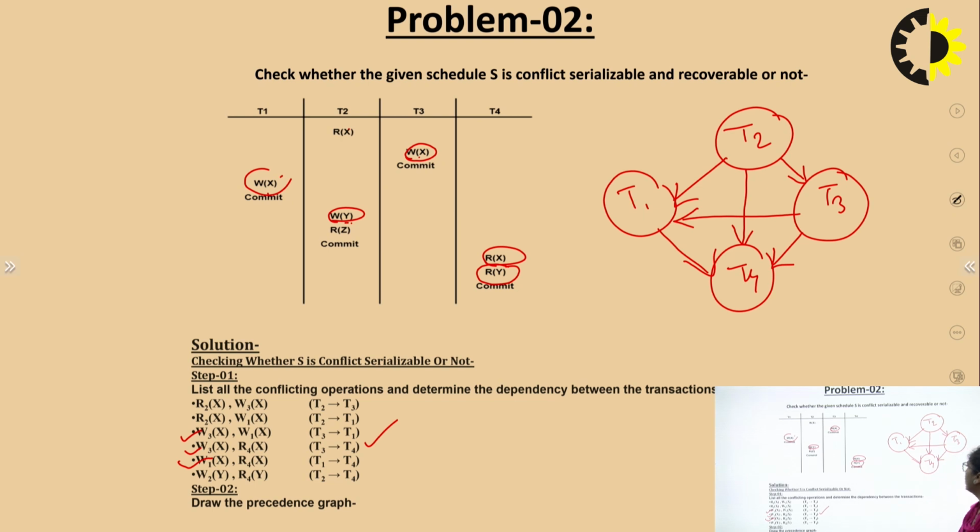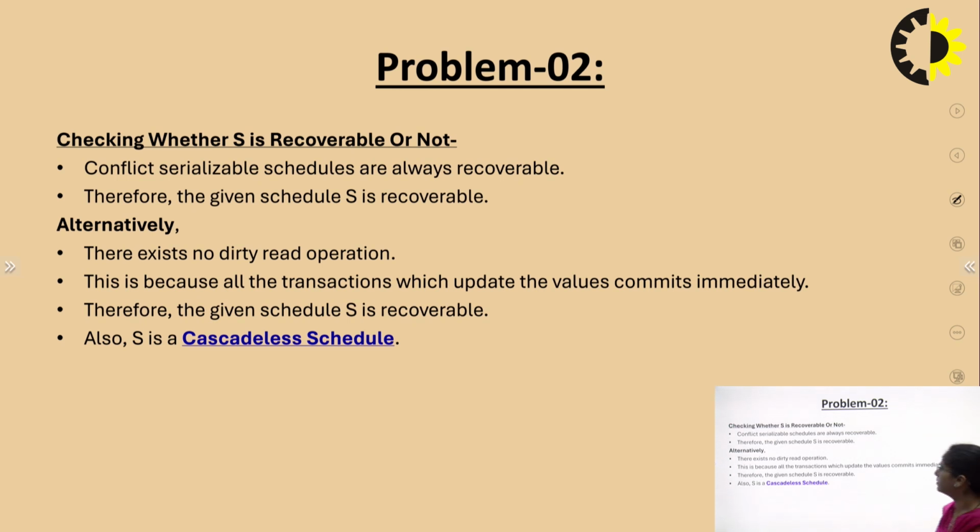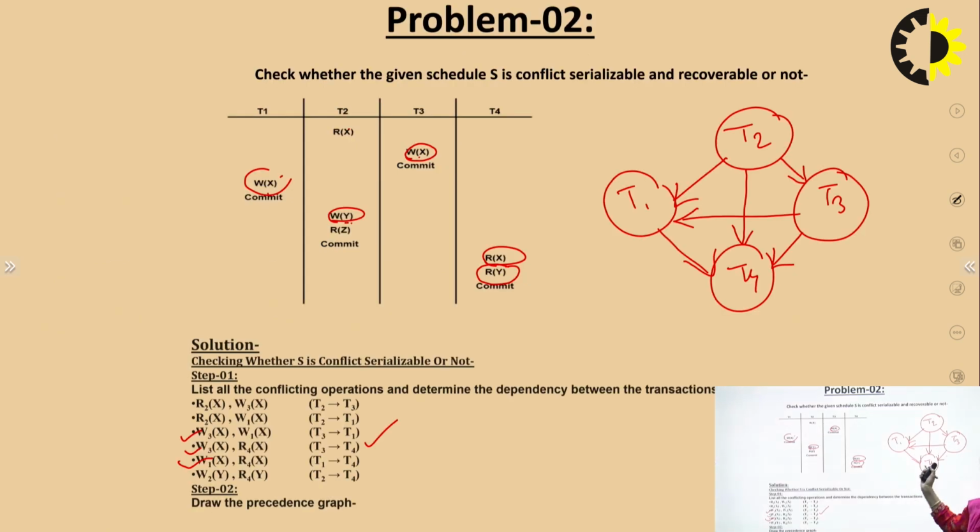Okay. Now, check whether this graph has a cycle or not. Let's see, is there any cycle? We can see that there is no cycle, okay. It means our schedule is a conflict serializable schedule, because we don't have any cycle in our precedence graph.